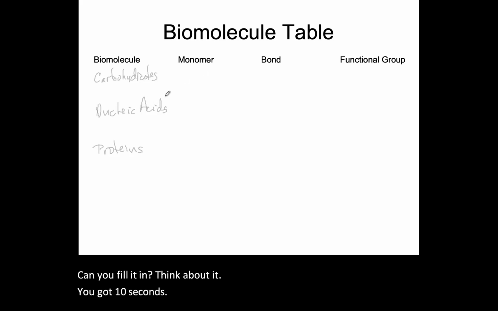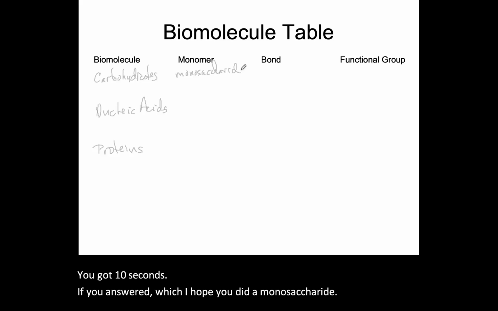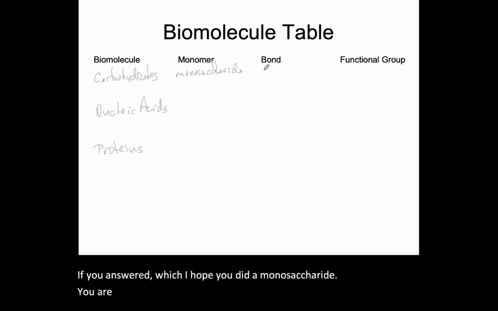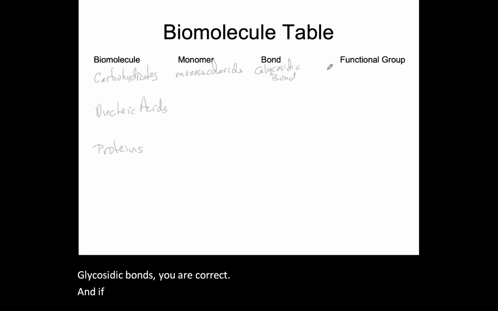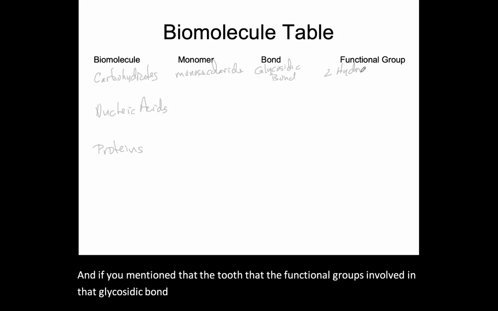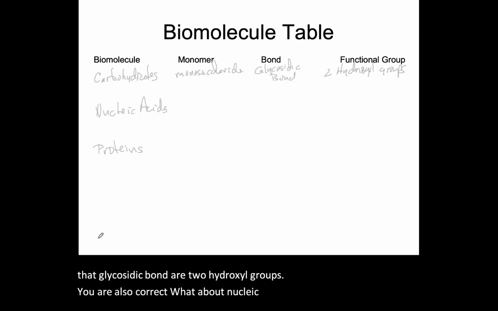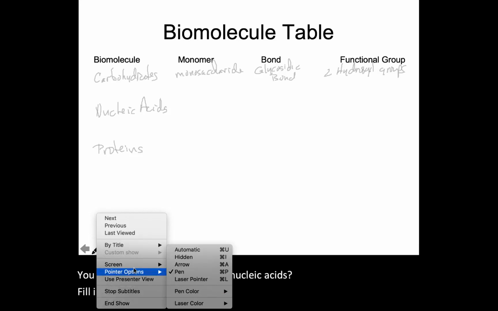If you answered, which I hope you did, a monosaccharide, you are correct for the monomer for carbohydrates. If you answered glycosidic bonds, you are correct. And if you mentioned that the functional groups involved in that glycosidic bond are 2 hydroxyl groups, you are also correct. What about nucleic acids? Fill in the blanks. 10 seconds. Go.